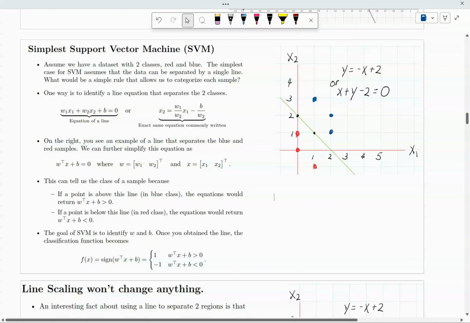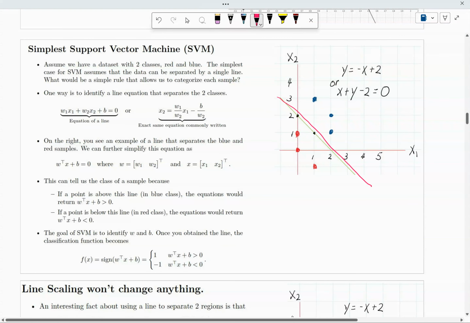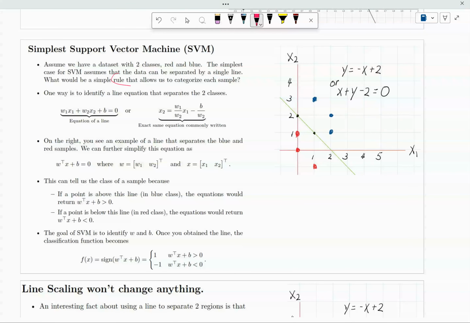Okay, and how can we tell them apart? Well, we can tell them apart by drawing a line and saying on one side of the line is blue and on the other side is red, right? So if we can find a line that divides the two classes, that's the way SVM does it. Okay. So what would be a simple rule that will allow us to do this? Like I said, drawing a line.